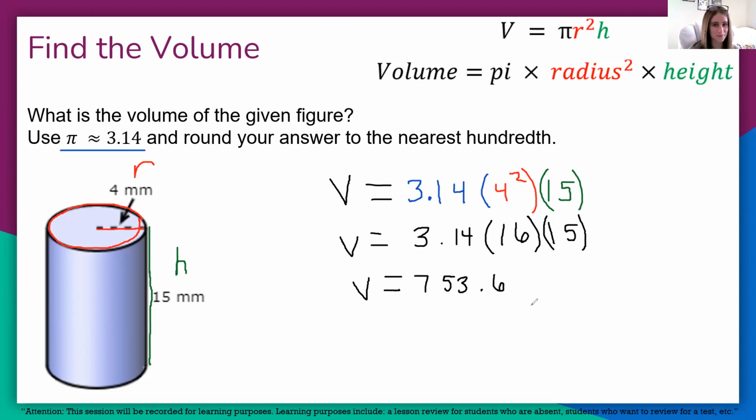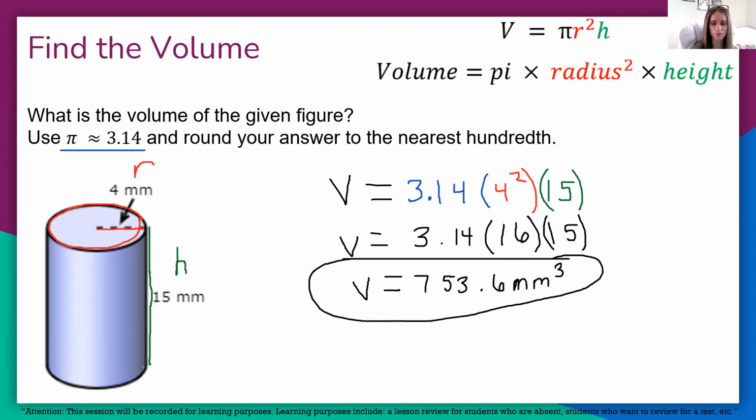What would our label be? Cubic millimeters or millimeters cubed. It's the same thing. And remember, our answer for volume always needs to be cubed because we have a 3-dimensional figure. So in this case, we are multiplying 3 things. We're multiplying the radius twice, radius squared, and then the height. So that does still equal up to 3 parts.